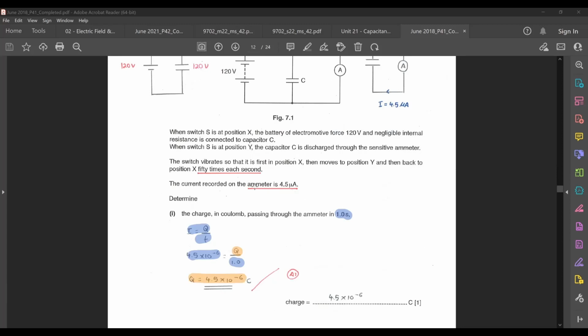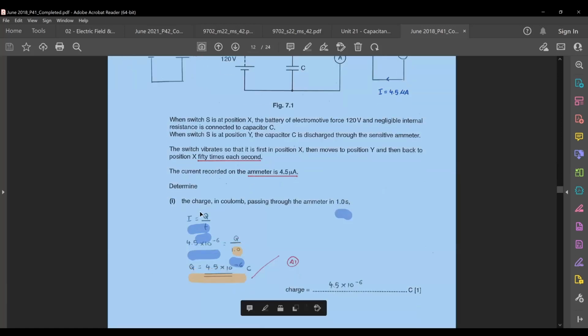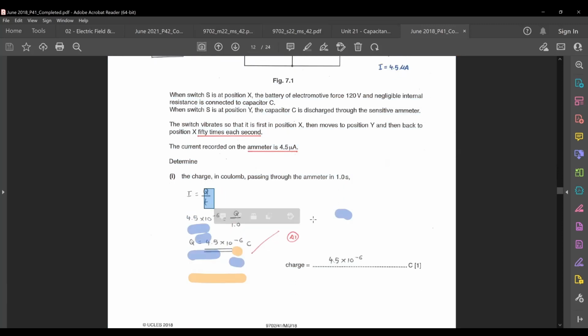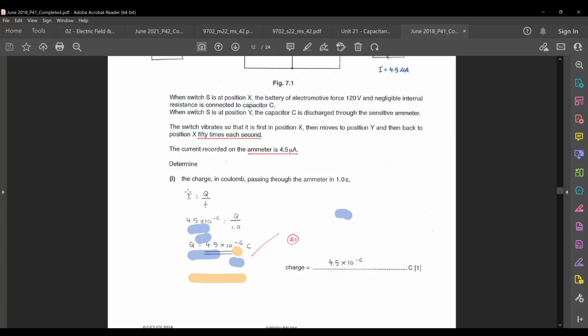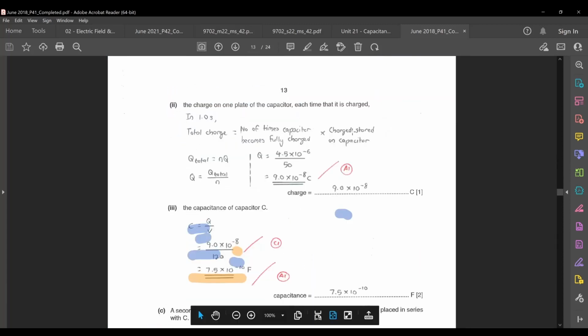Okay. Actually, it can be deduced straight away because this one here, 4.5 microamps, is charge per unit time. This one will actually already tell you straight away it is 4.5 microcoulombs per second, because it's the rate of flow of charge. It's really in terms of charge per second. You can deduce that. But if you want to calculate it out, this is the proper way to do it. Okay, so that one is okay.